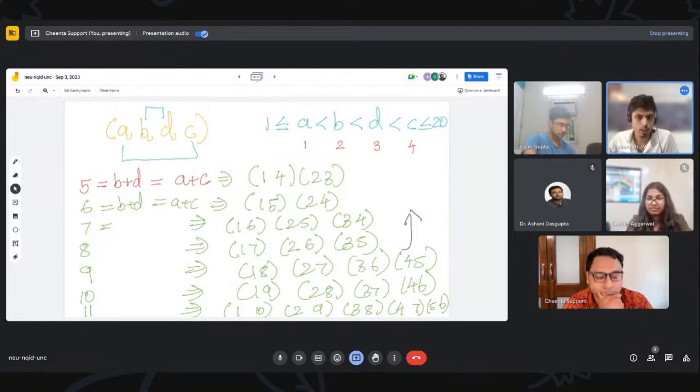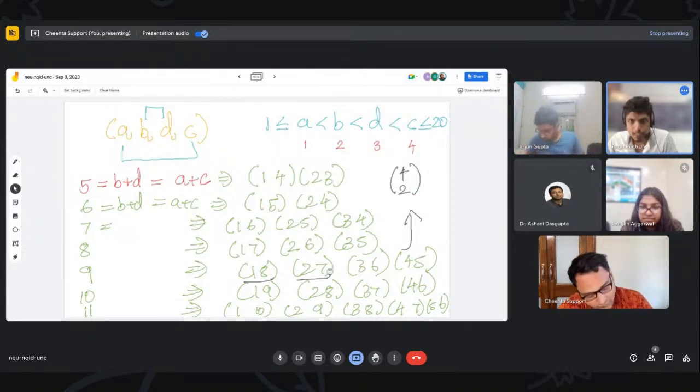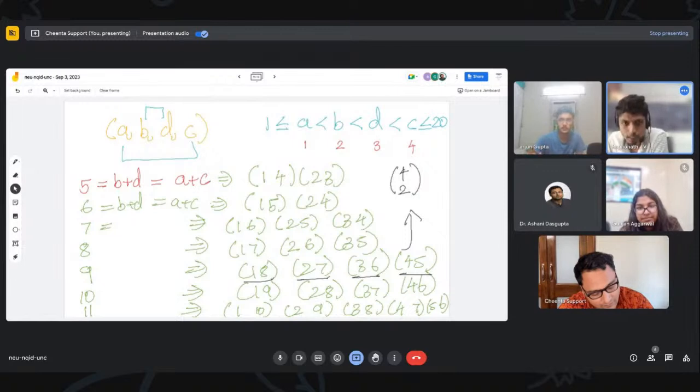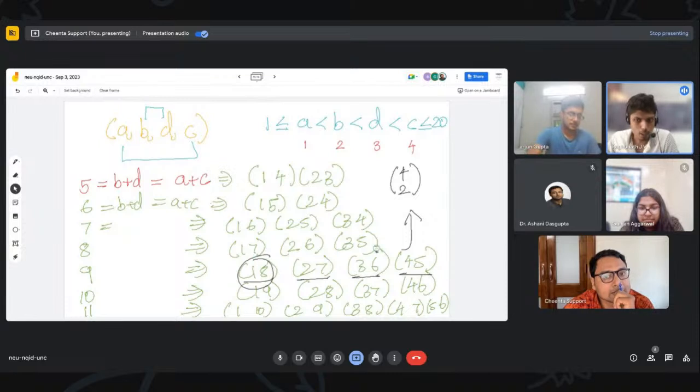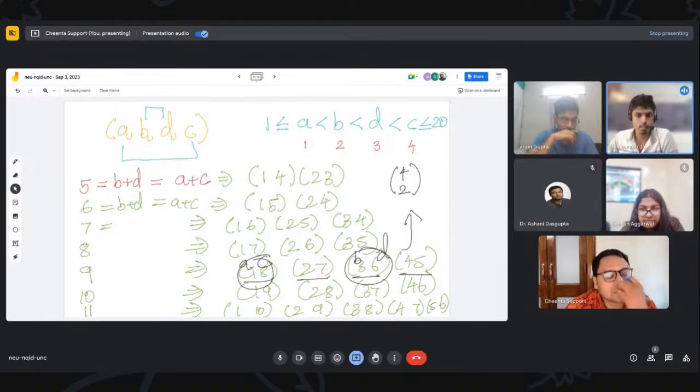How will I find the number of quadruples? Isn't it just 4 choose 2? Out of the 4 pairs that are there, I just choose 2 and it automatically assigns values to A, B, D, C. For example, I choose 1 8 and 3 6. Then this will define a quadruple. Why? Because the least value will go to A, the next least will go to B, the next least will go to D, and the next least will go to C. So that A plus C equals B plus D.